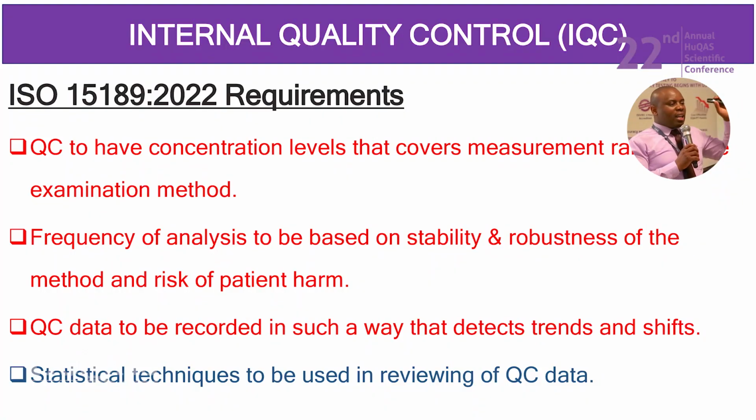Then this QC data should be recorded. Now, previously it was just a note or just an advice that you should record or you should plot this IQC data in a way that can help you detect either trends or shifts. Now it's a mandatory requirement. So whatever we usually call the LJ charts, this is now somehow a mandatory requirement. Because it's only through an LJ chart that you'll be able to detect the shifts and the trends.